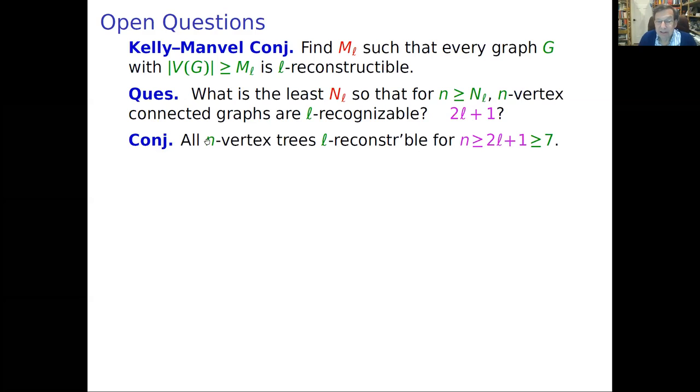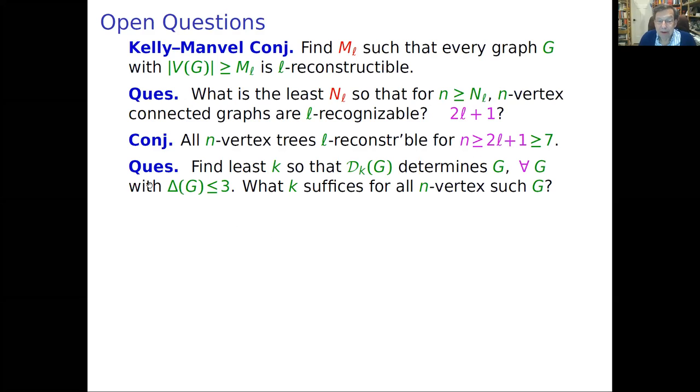The conjecture I mentioned, that all N vertex trees will be L reconstructible when N is at least 2L plus 1. This is for L not equal to 2. I showed you that special example with six vertices that's not two reconstructible. As I was suggesting, we know everything about graphs of maximum degree at most two. Can you extend some of that knowledge to graphs with maximum degree at most three? Can you find, say, the least k for a given graph G, such that the k deck will determine it, if you know that the graph has maximum degree at most three? What k would be enough for all such graphs with n vertices?